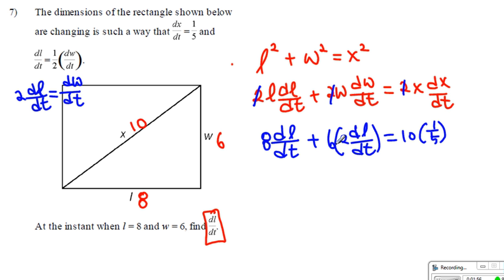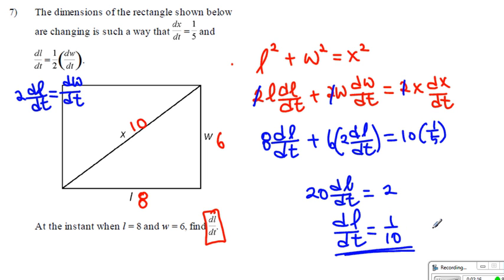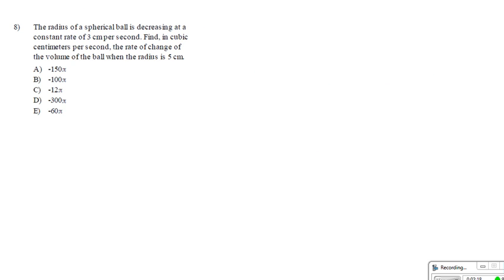Alright, so then we can combine these two things together, because this is 8 and this is 12. We end up getting 20 dl/dt is equal to here 2. And we get to realize dl/dt must be equal to 1/10. Alright, let us move on to the next question.